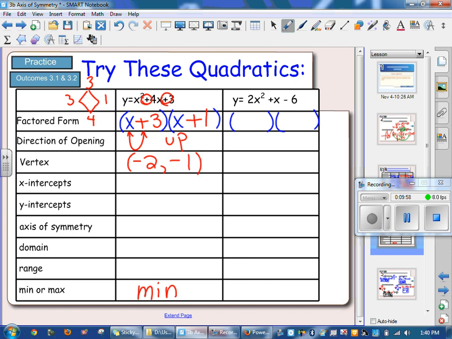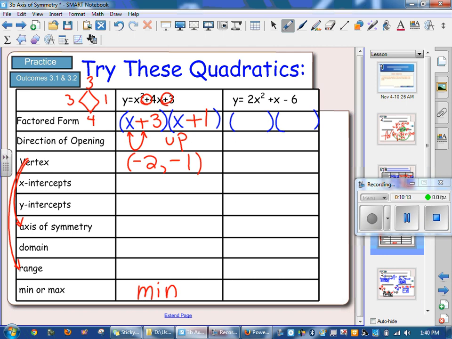Now, before I go any further, I know that vertex is going to help me with two other things. I'm going to go through and put those two other things in with that vertex. So the vertex is always going to help me with the axis of symmetry, and it's always going to help me with my range. Always, always. So the minute you do your vertex, you can always do those two things right next.